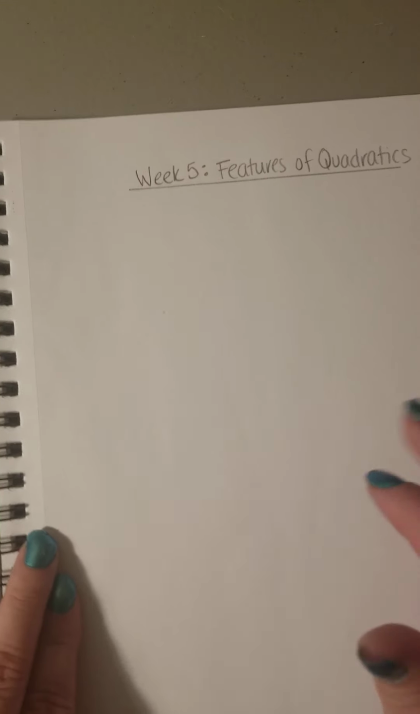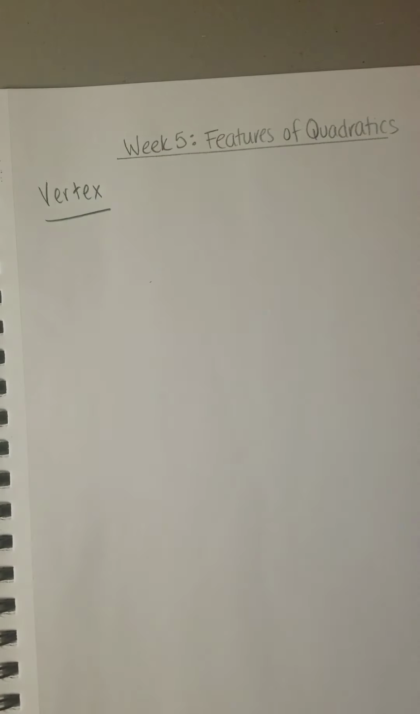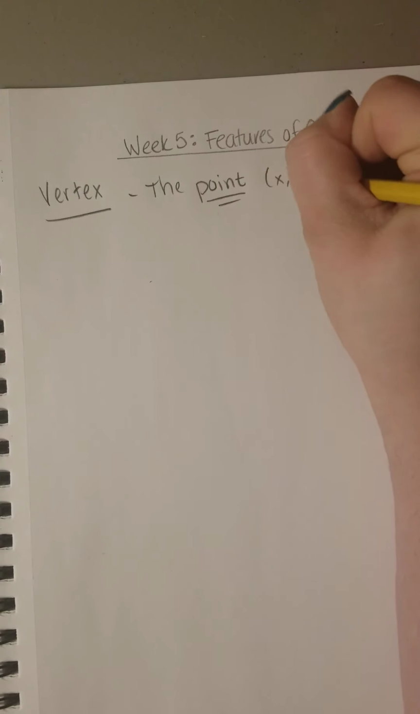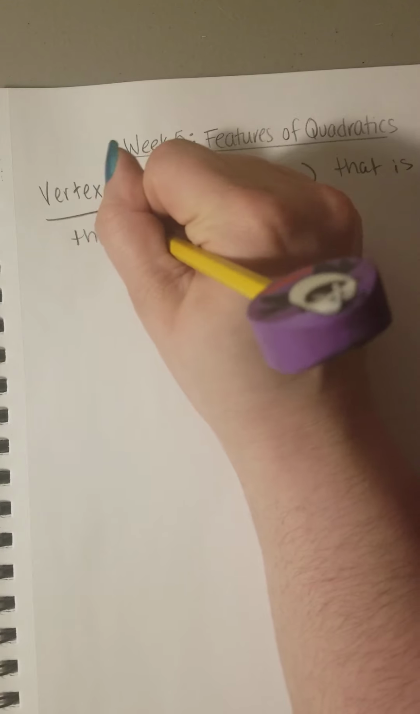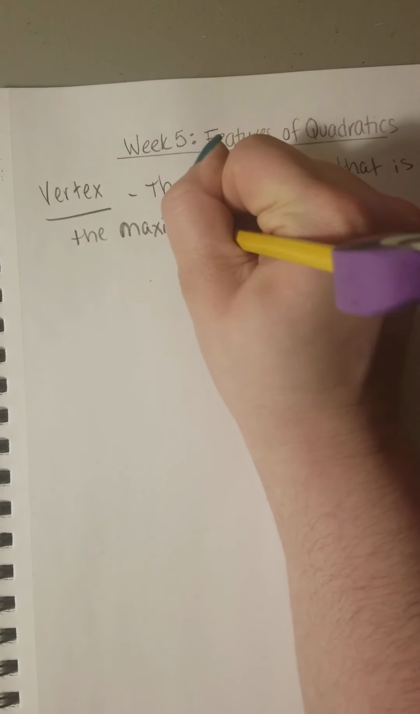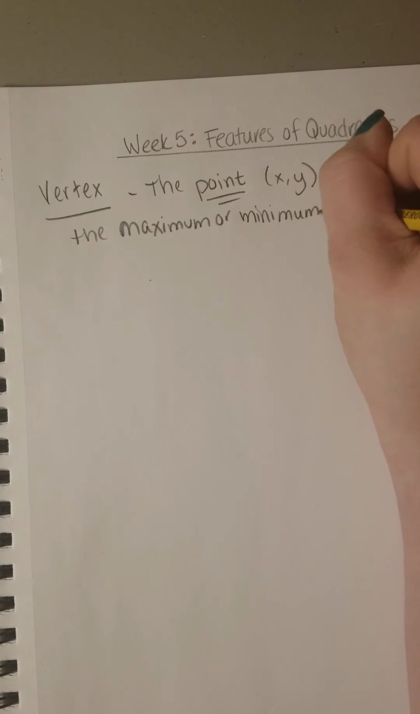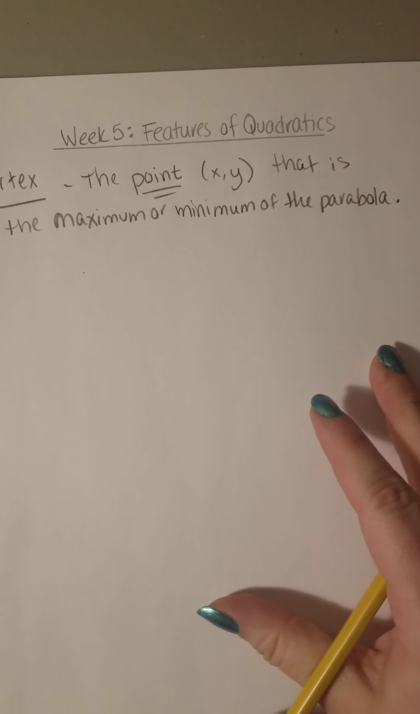So the first thing that I want to talk about is this word called the vertex. The vertex is the point, like x, y, the point, that is the maximum or minimum of the parabola.